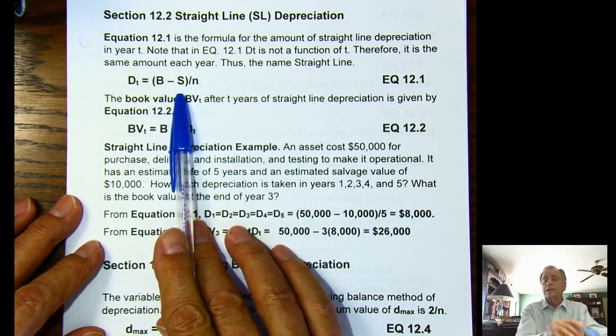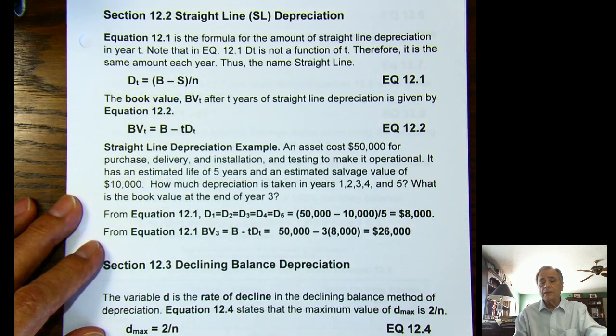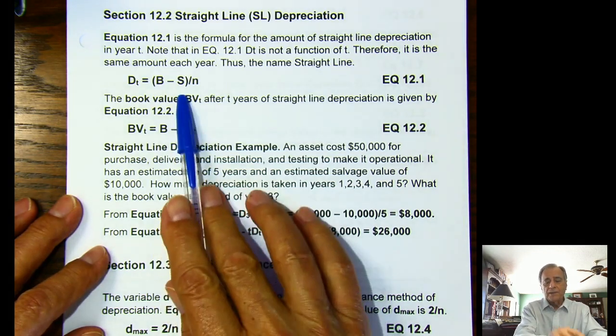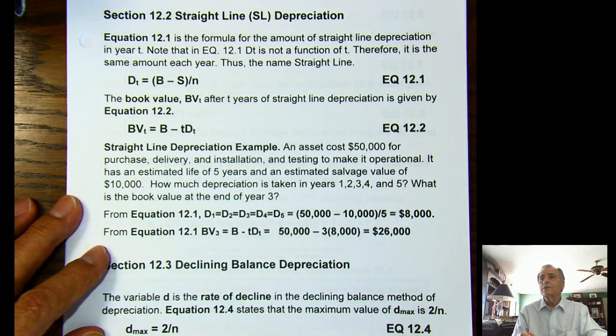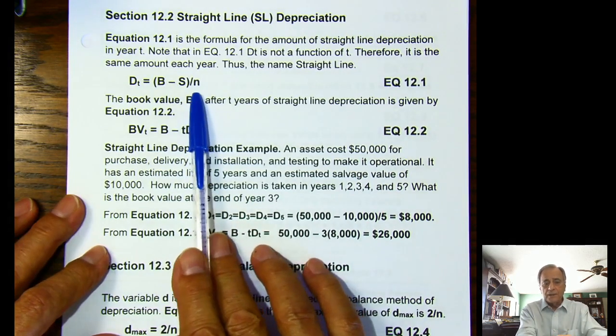But what you estimate the salvage value to be is very flexible because it's going to occur in the future at some point in time. So the estimated salvage value could be zero. You could say, I don't think it'll be worth anything. Okay, and then the number of years.